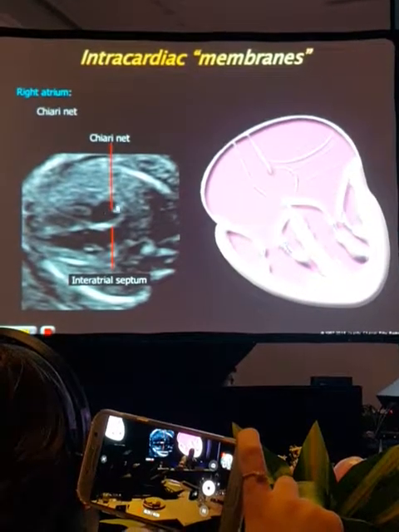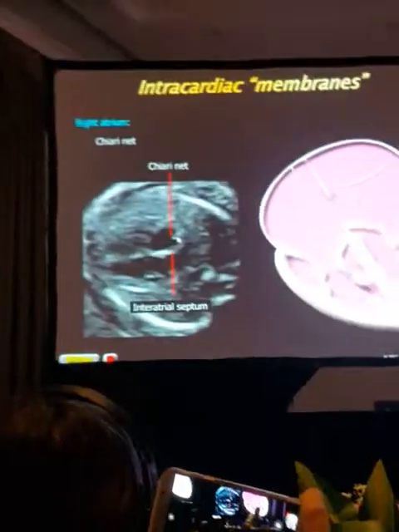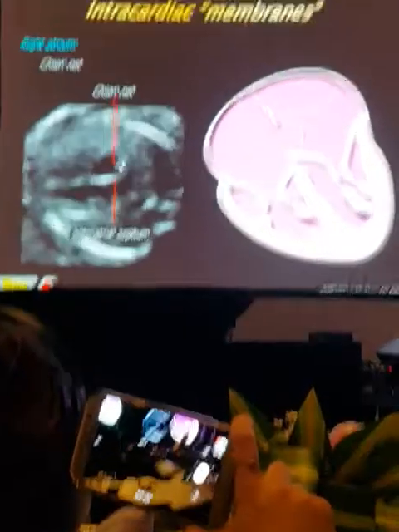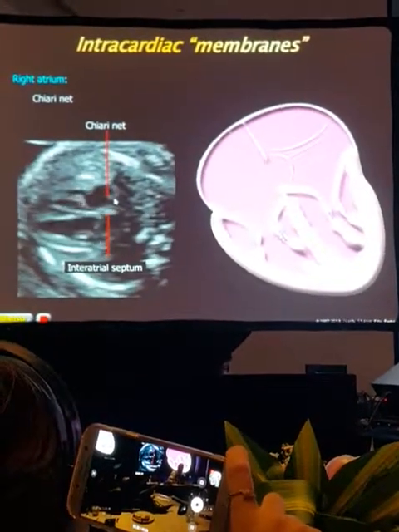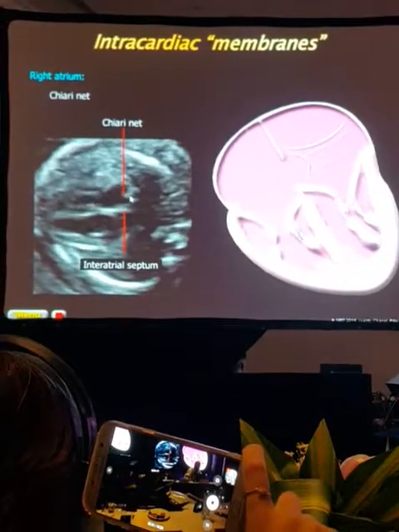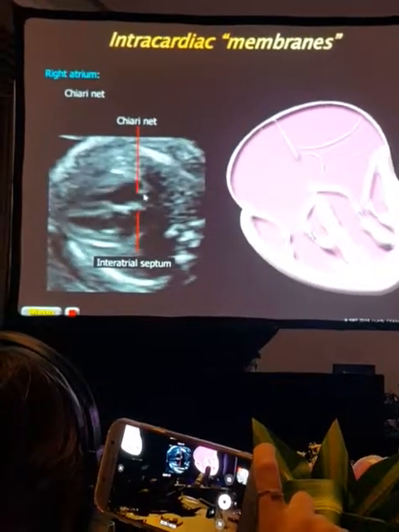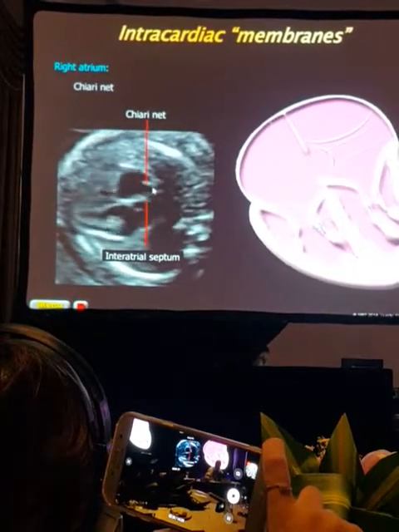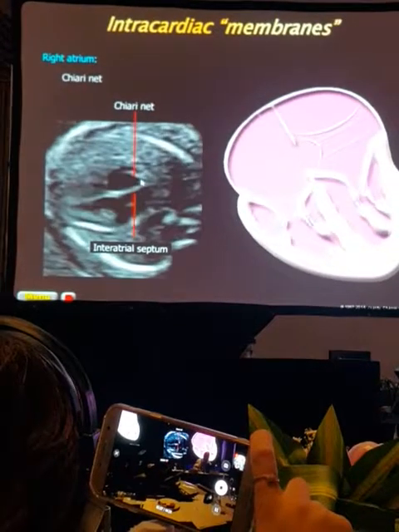On the right atrium, you see this little bump inside the frontal aspect of the right atrium. This is called a Chiari net. This is a common variant. 1% of the population has a Chiari net, so it's not something to consider abnormal.